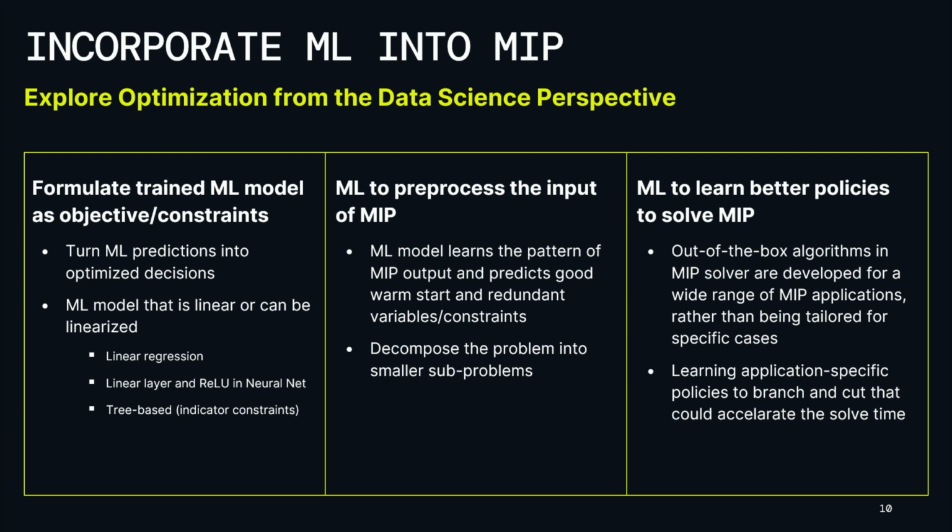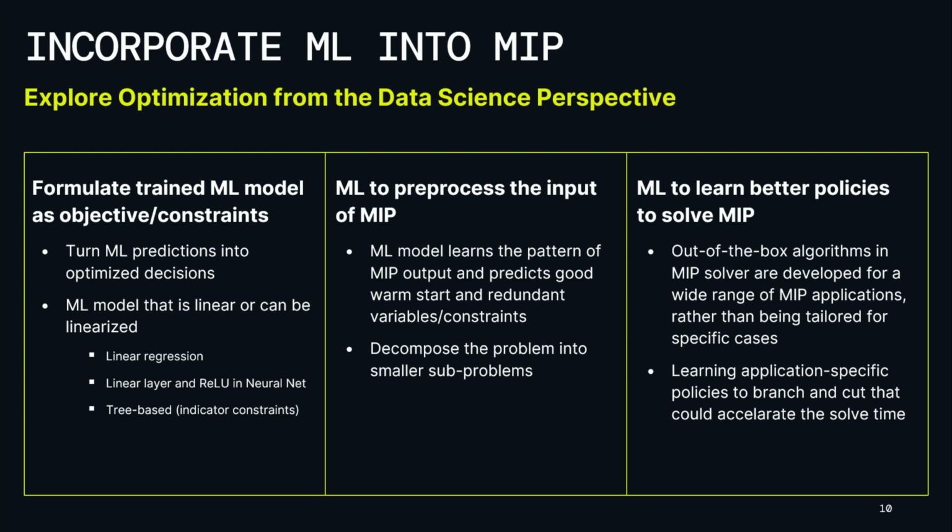This is a little bit more interesting topic about the intersection between data science and operations research. So we try to incorporate machine learning into mixed integer programming. There are a few ways that we can try to integrate them together. First off, you can try to formulate a machine learning model as an objective or constraint to add to the model. So basically, you are turning your machine learning predictions into optimized decisions.